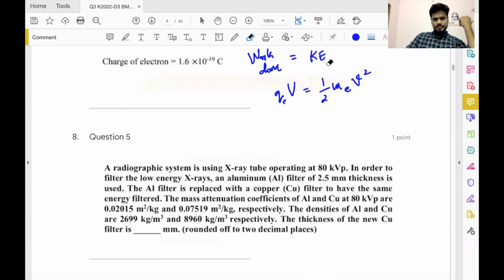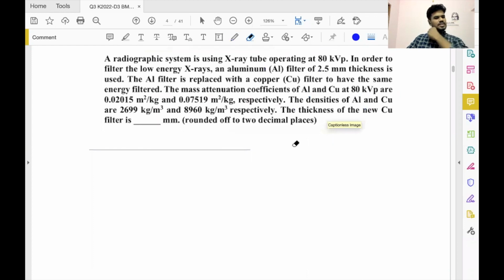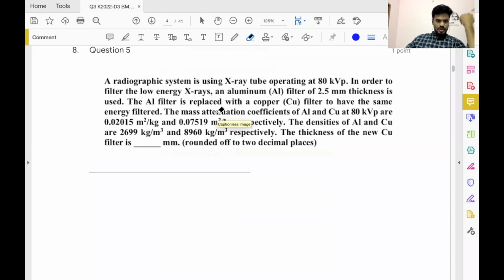Great. Radiographic system. See, those who were in the program knew this question was very easy. Others thought this question is a very hard question. At the end of the day, this is what should happen, right? So e power minus mu1 x1 should be equal to e power minus mu2 x2.